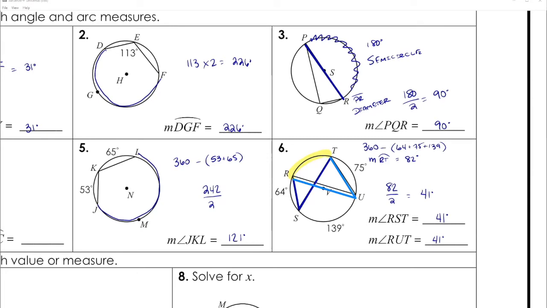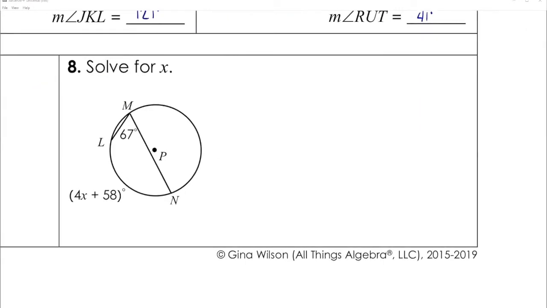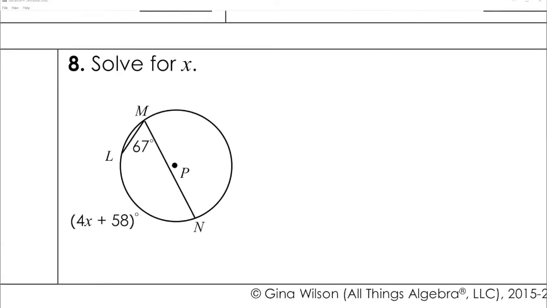Let's look at number 8. They want us to solve for x. They gave us angle LMN as 67 and arc LN as 4x plus 58. If it helps you, go ahead and outline what you're dealing with. You don't have to, but some people are more visual, and having that compounded space, they can see what's supposed to happen better.